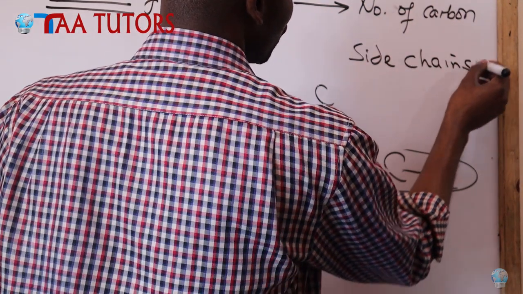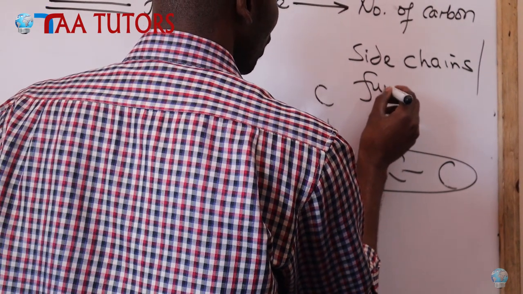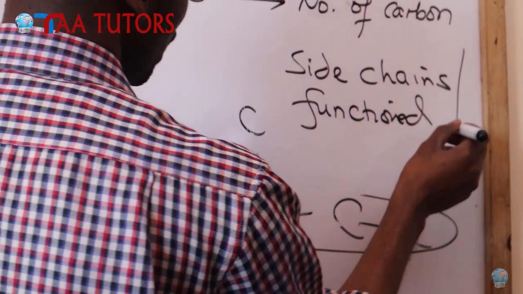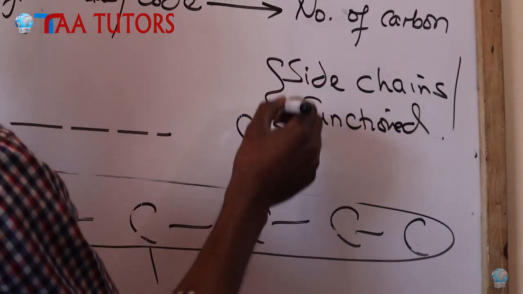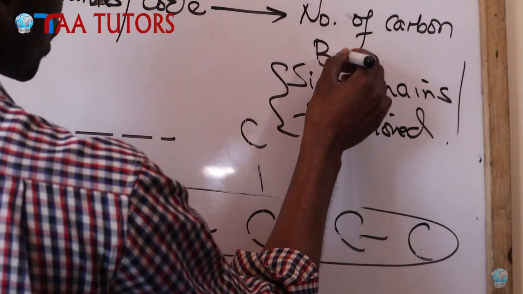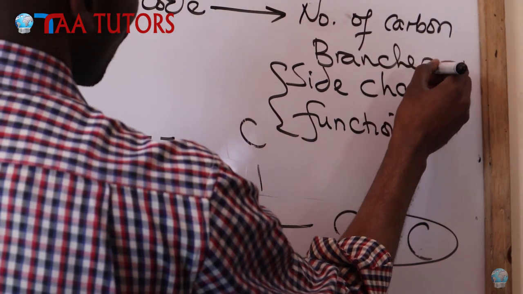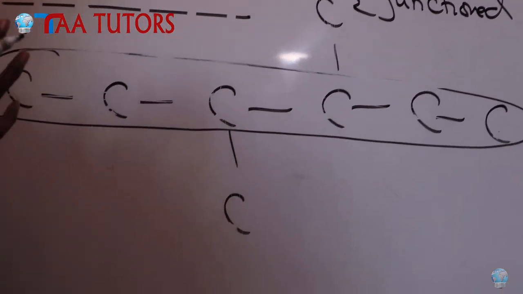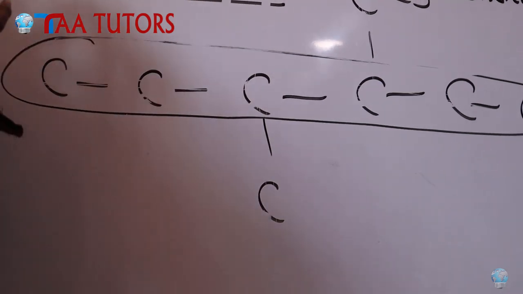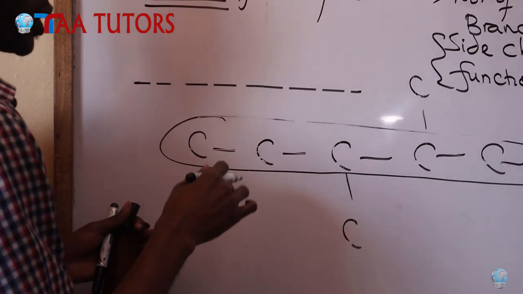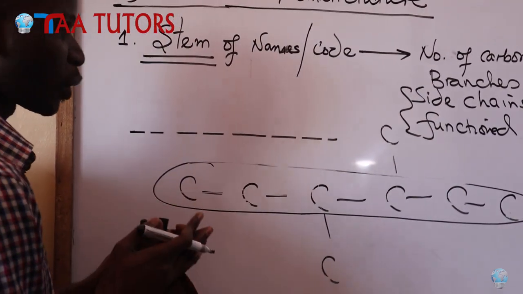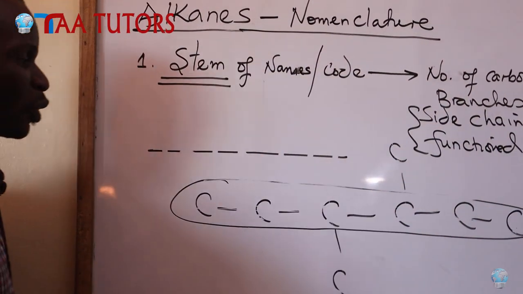It could be a side chain, or it could be a functional group hanging outside there. We are going to see that later on. Any of those things can be what we call branches. Branches will also have names, so you can determine the total number of carbon atoms in a compound without actually counting. From the name, you know the stem name carries this, the branch has this one, the other branch has this one, so you add together, and then you get the final name of that particular compound.